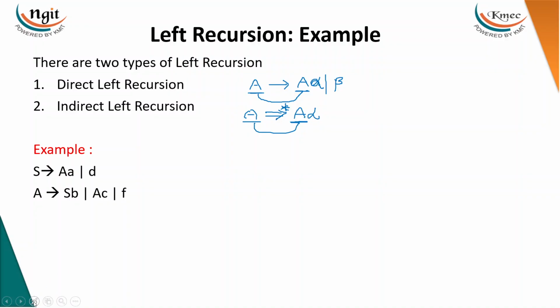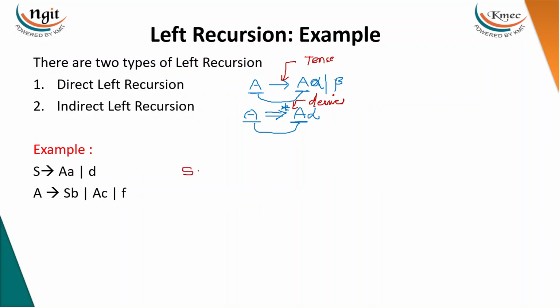See, the wording is different here, guys, right? Here I'm saying that single arrow means A tends to A alpha, and here A derives means you substitute any number of productions. Then how to get that indirect left recursion? Here, for example, I want to check whether there is an indirect left recursion. Yes, we have to check it.